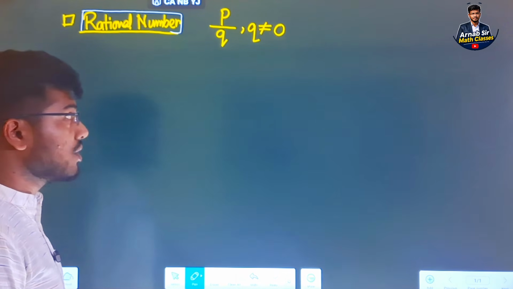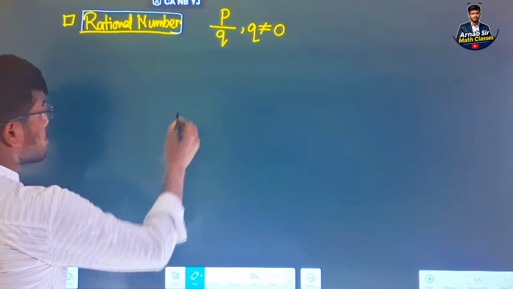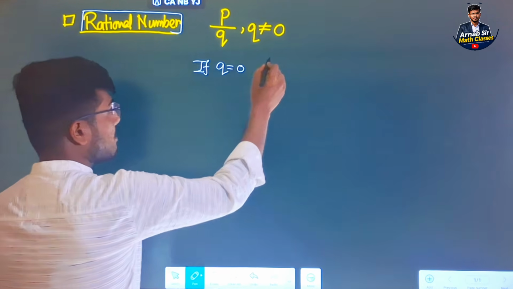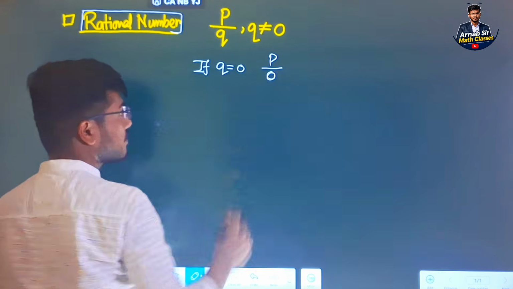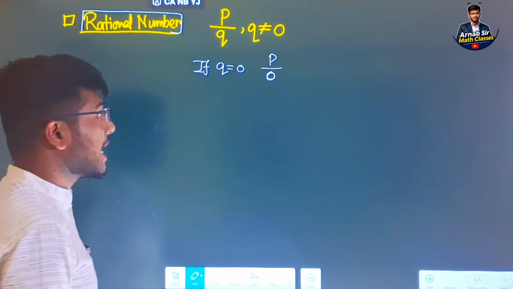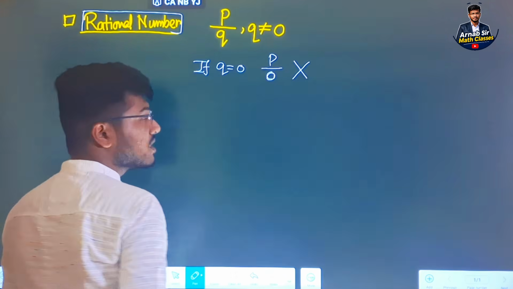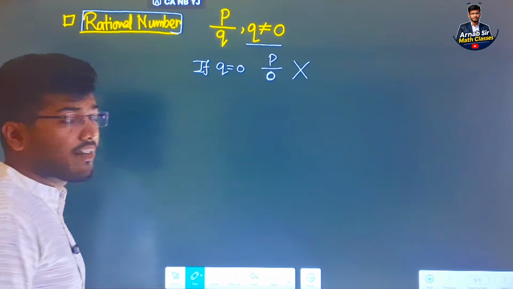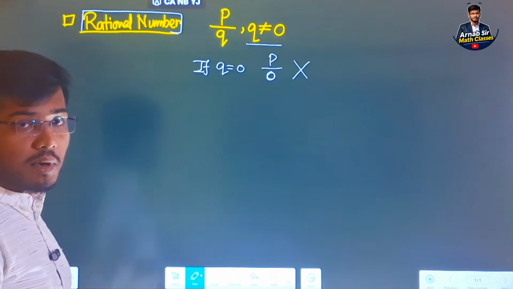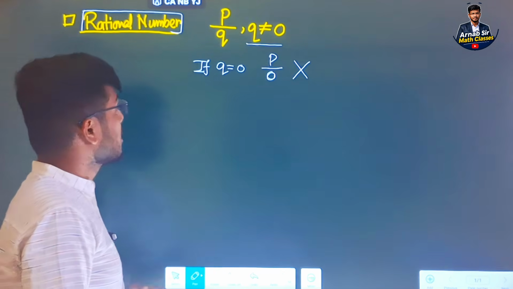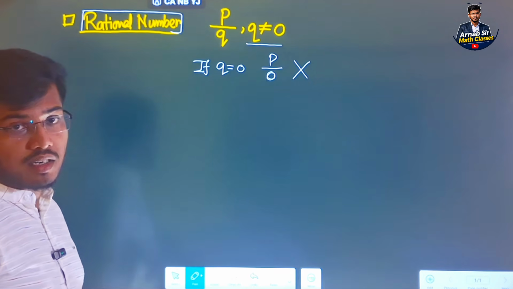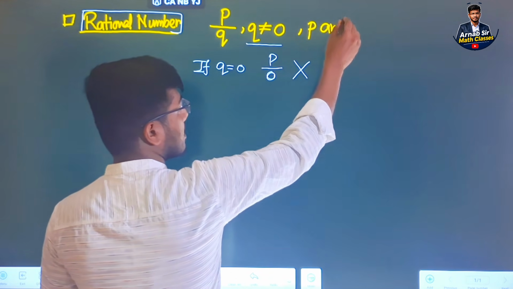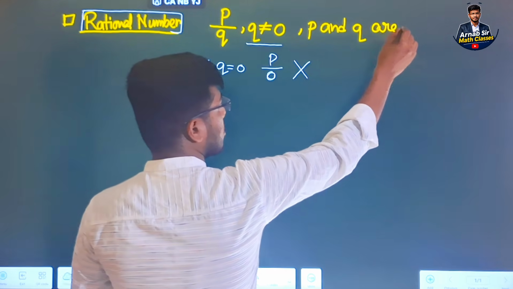Why do we write q not equal to 0? Because if q equals 0, then we have p by 0, which is undefined. That's why we cannot write it in this way. That's why we give the condition q not equal to 0 whenever we define a rational number. And there is one more condition: p and q are co-prime.